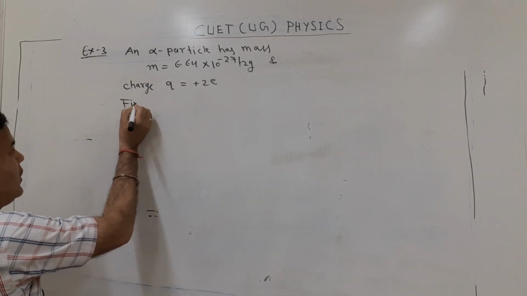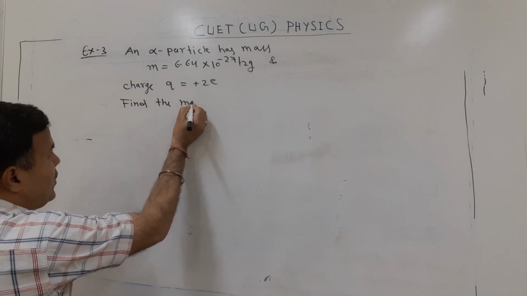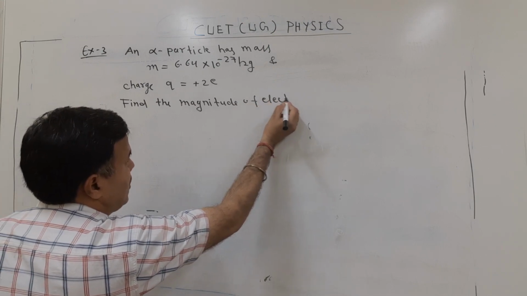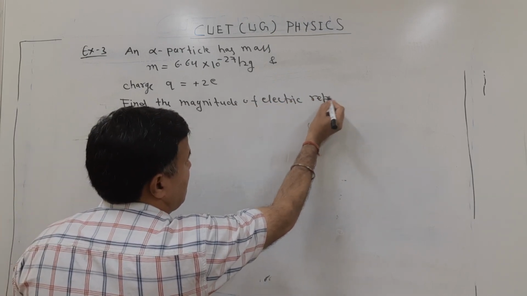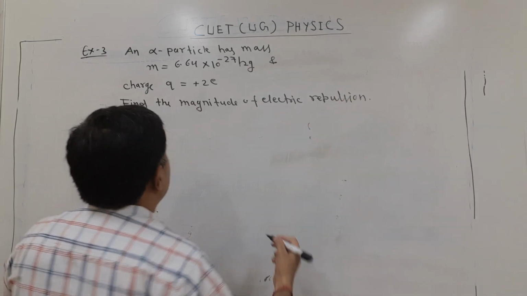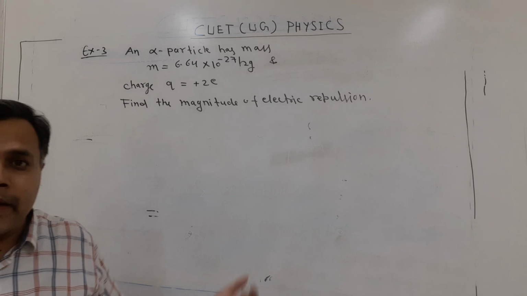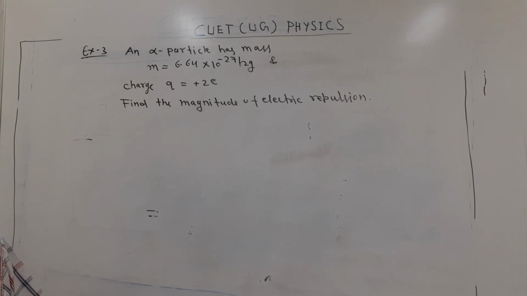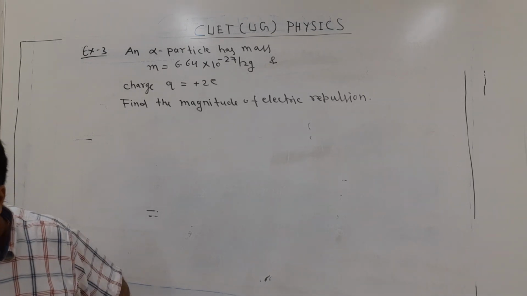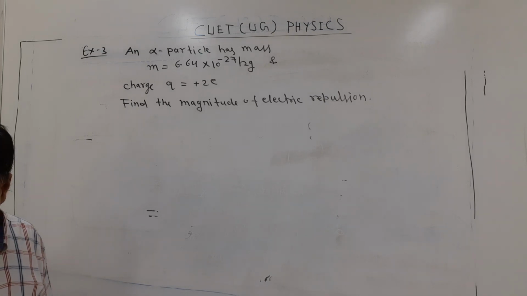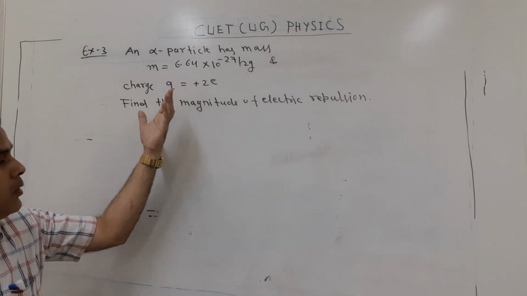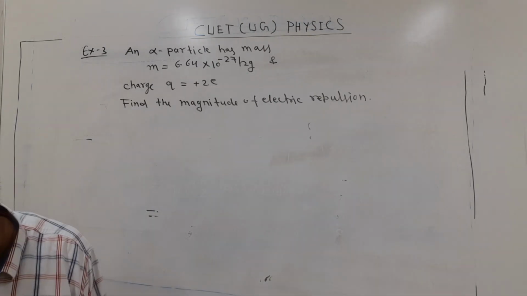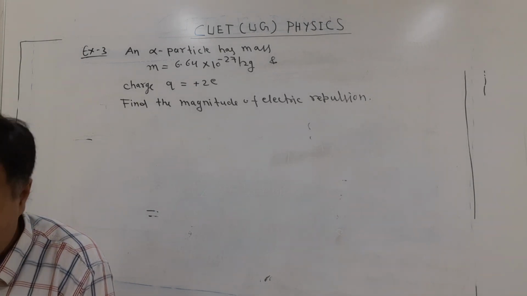Find the magnitude of electric repulsion, because the charge is twice of E. So that's why the nature of force is repulsive. So we have to find out the magnitude and nature of force. The nature of force is repulsive, and for the magnitude, using Coulomb's law, we can find out the force. We have another set of examples. This is just a home assignment.